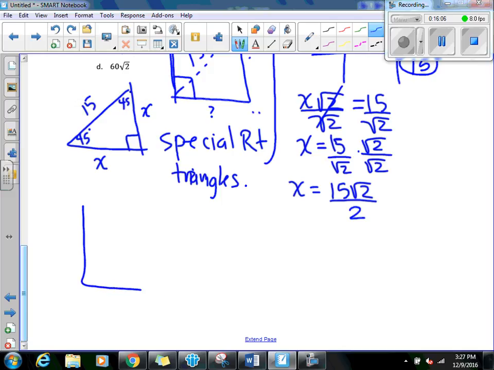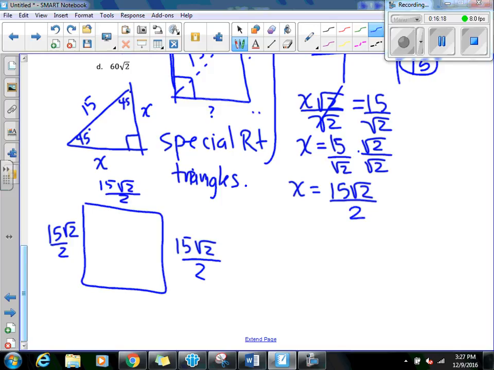So going back to my square, yes, this is a long problem. Each side is 15 radical 2 over 2.